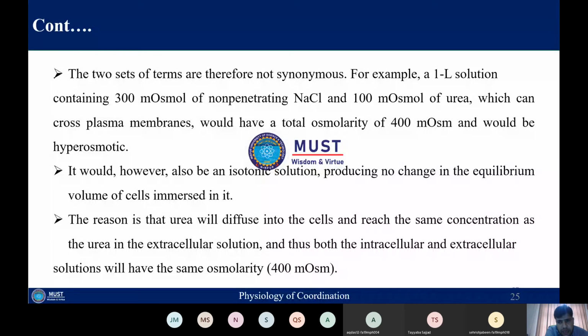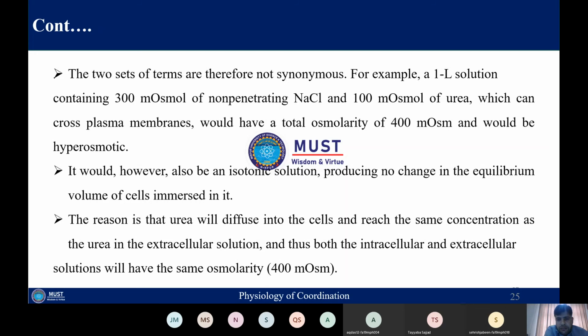100 molecules or the 100 molar urea which have moved from outside to the inside, at the same time that 100 mole can also move from inside to the outside, so there will be no net movement of the urea, because the membrane is permeable to urea as well. So it can also be called an isotonic solution, because the number of the urea molecules that are moving from the extracellular side to the intracellular side is at the same time replaced by the movement back.